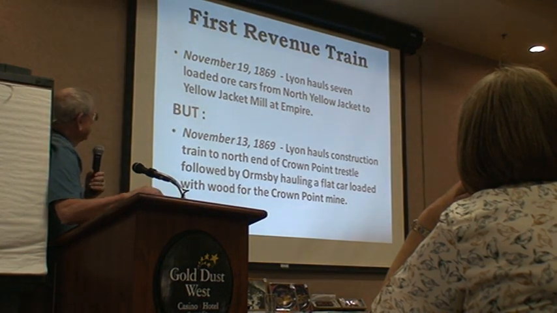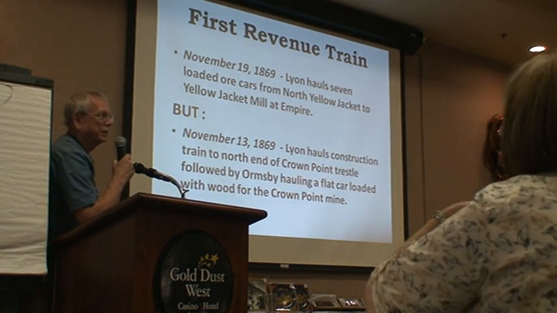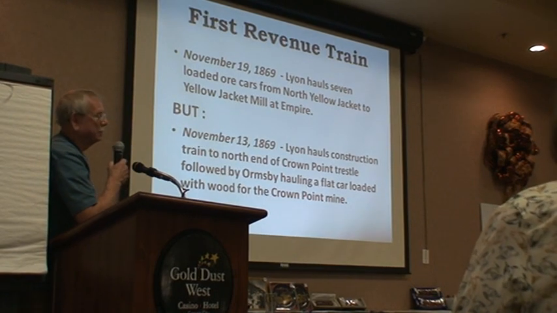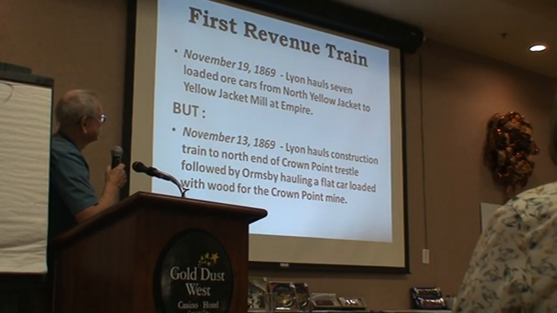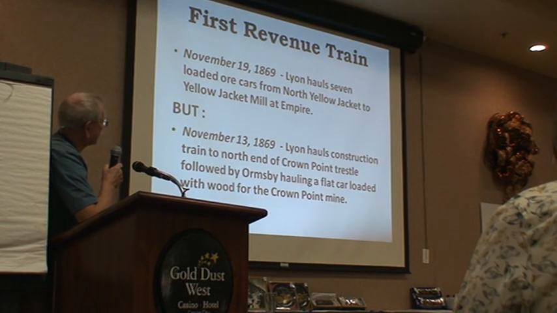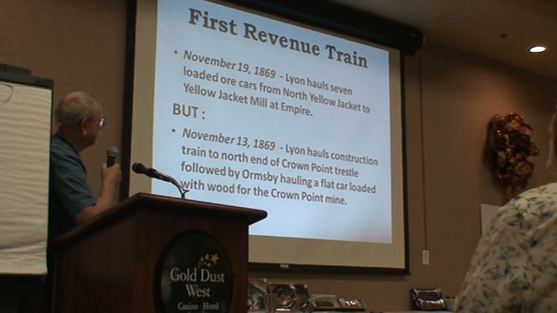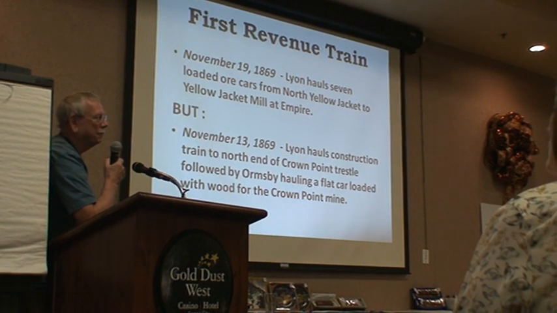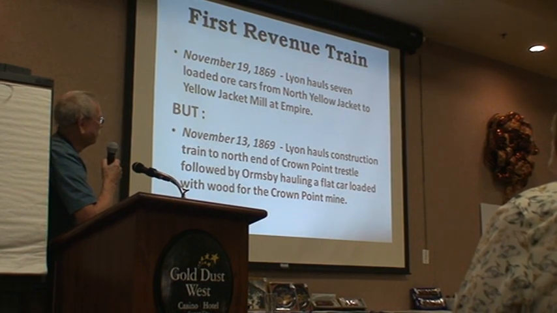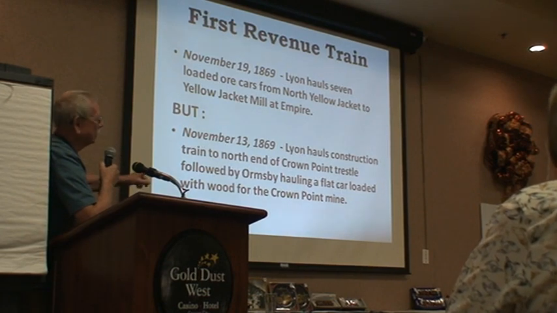Okay, when I talked to Stephen, he asked me what I was going to use as the first revenue train, and there is a nice newspaper article that says the first intentional revenue train was from the North Yellow Jacket to the Yellow Jacket Mill on November 19th. But if you go and read the newspaper article for the first train into Gold Hill, it says the Lion came in pulling 4 cars of exuberant railroad officials, but behind it was the Armsby hauling a flat car loaded with wood for the Crown Point. I don't think they did that for free, not with these guys in charge. So you can pick whichever one you like, but I'm going to stick with November 13th.